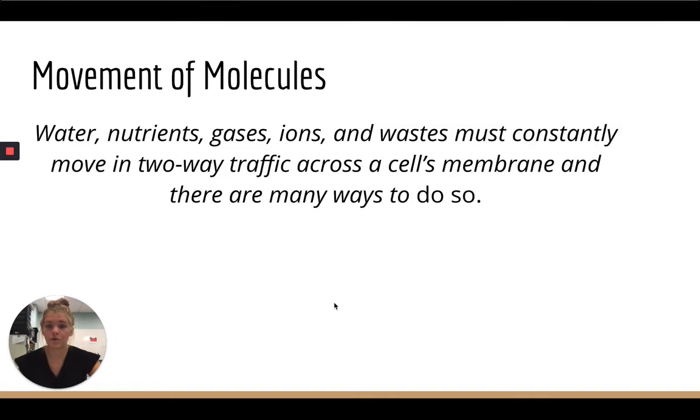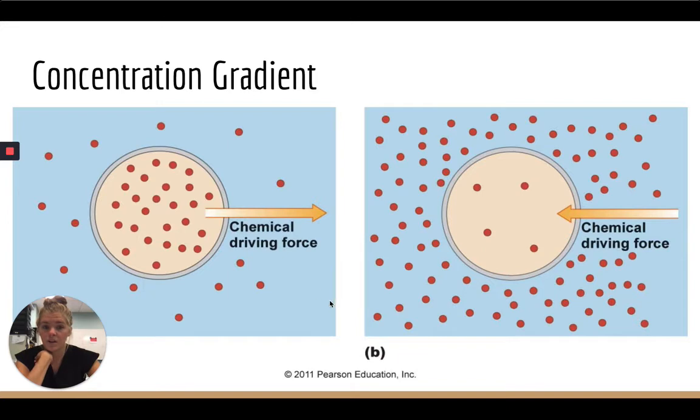So, general movement of molecules. In a membrane, water, nutrients, gases, and ions are constantly moving in both directions, in and out of a membrane. And there's a lot of different ways to do so. Generally, everything will move with a concentration gradient. A concentration gradient starts where something is really concentrated, really, really high, and then the molecules are going to move to somewhere where the concentration is really low.